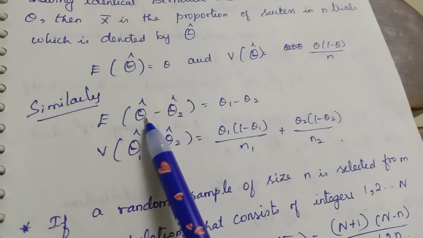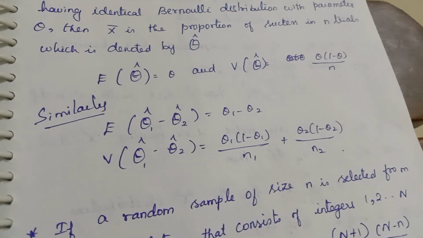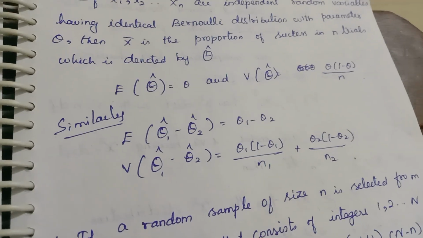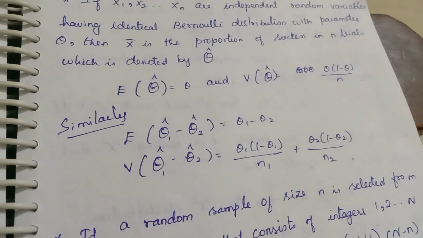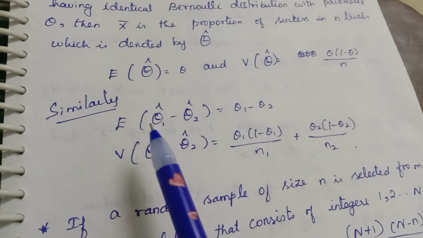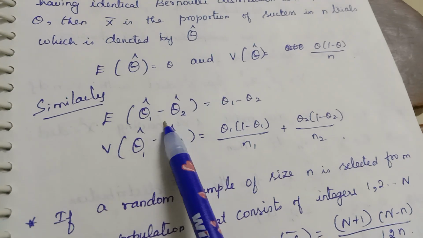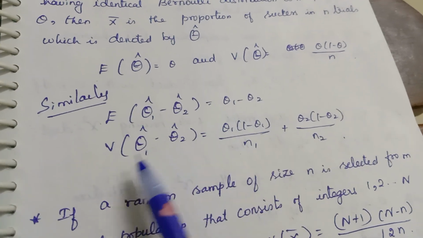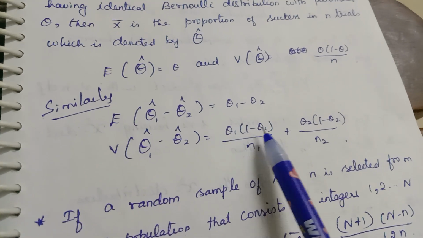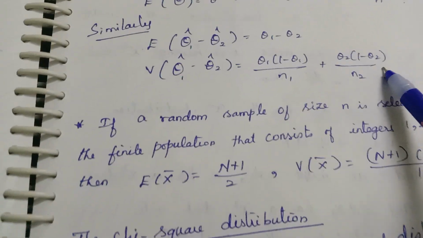And similarly this is the difference between means, where theta 1 is for sample 1 and theta 2 is for sample 2. What we have previously studied, the same thing for Bernoulli distribution. Expectation of theta 1 cap minus theta 2 cap equals theta 1 minus theta 2, and variance of theta 1 cap minus theta 2 cap equals theta 1 into (1 minus theta 1) by n1 plus theta 2 into (1 minus theta 2) by n2.